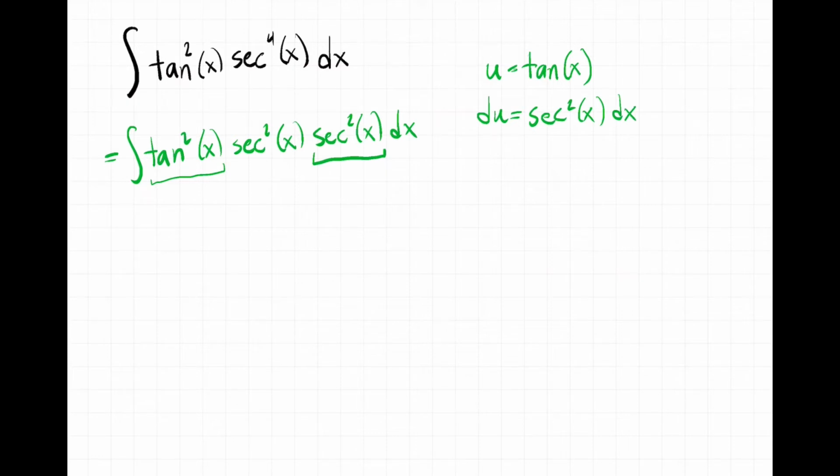So we're all set. This is u squared. This part here is du. But we do need to figure out what to do with that secant squared x there. We can't just call that du. It is not du. Du requires a dx. We've already used up the dx. We'll need to find a way to replace that secant squared x with something involving tangent, because our u is tangent x. How do we do this? Let's go back and look at our trigonometric identities.